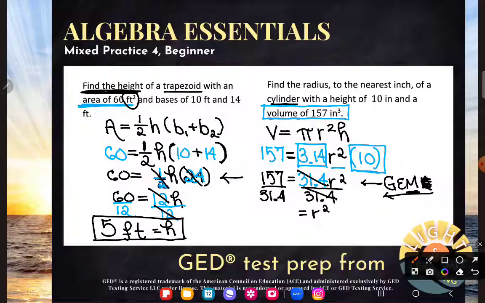It almost always does when we have cylinders. That's okay. 157 divided by 31.4. Oh, I was a liar. It wasn't ugly. It was just 5. All right. Not done yet, though. I still have to deal with that square.